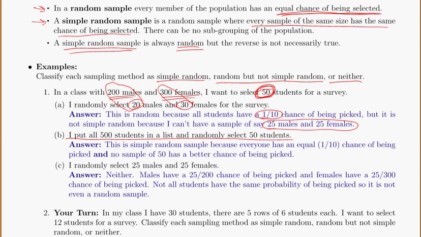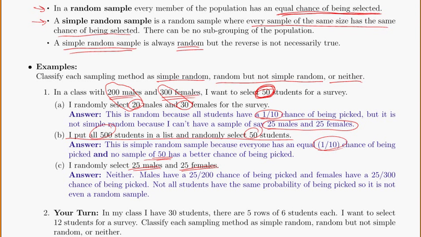There's no subgrouping involved. And the way you check simple random is first you check for random. Everybody has a 50 in 500, or everybody has a 1/10 chance of being selected. But no group of 50 has an advantage over any other group, right? If you randomly select 25 males and 25 females, it's not simple random because you've sort of subgrouped these things.